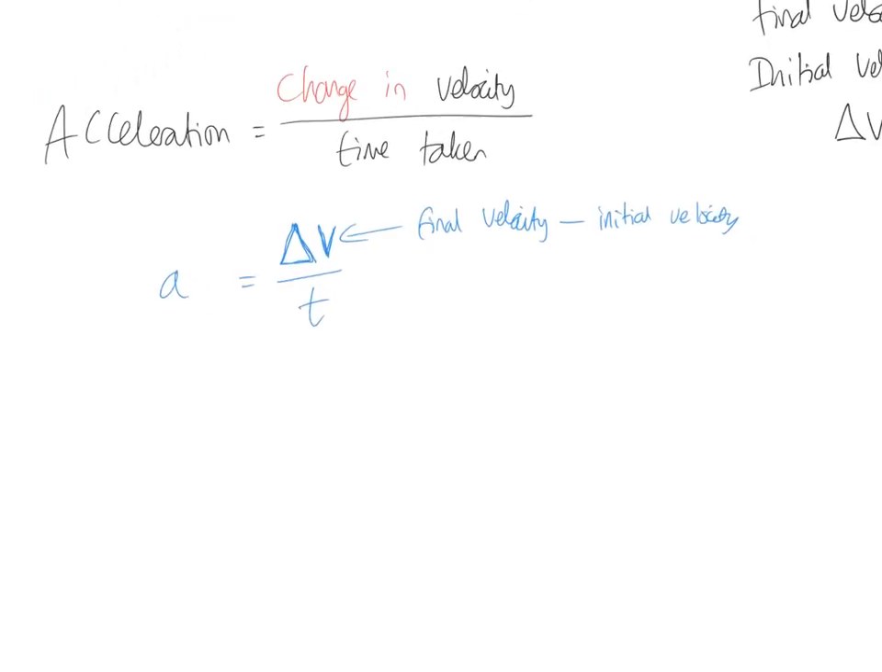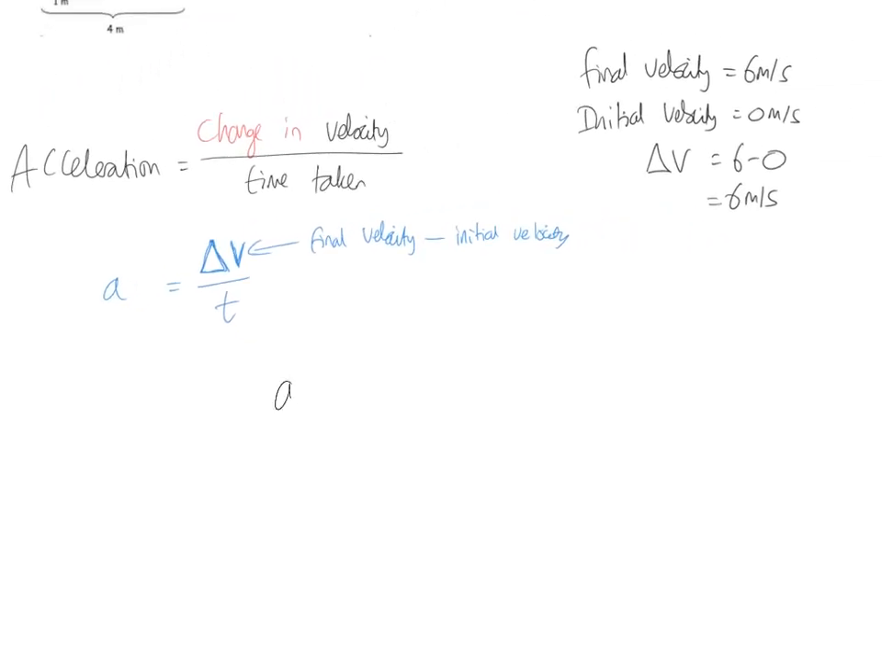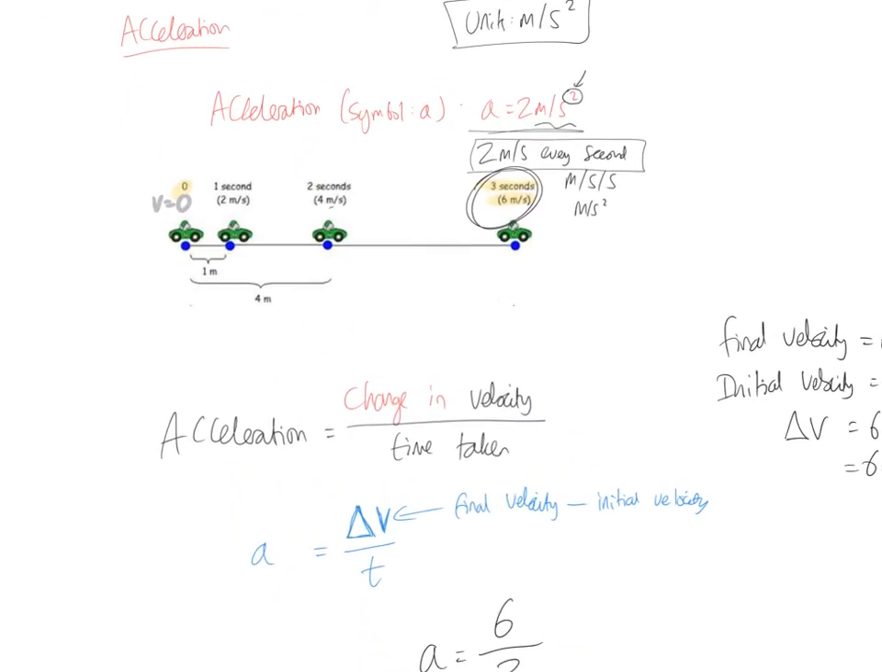So let's now put those numbers into our equation. A equals change in velocity, which is 6, divided by the time taken, which is 3. And there we have it. Bob's your auntie. You can see that you get 2 meters per second squared as the acceleration. And that's what we said at the start.